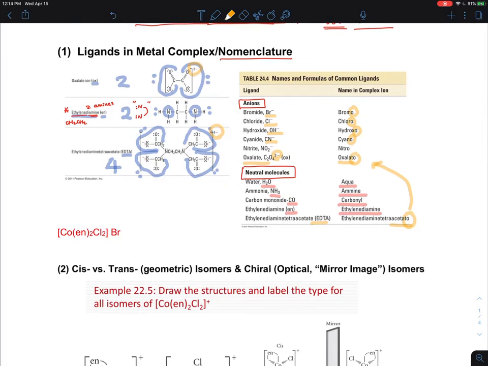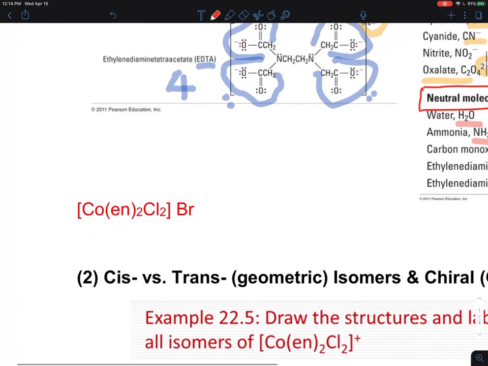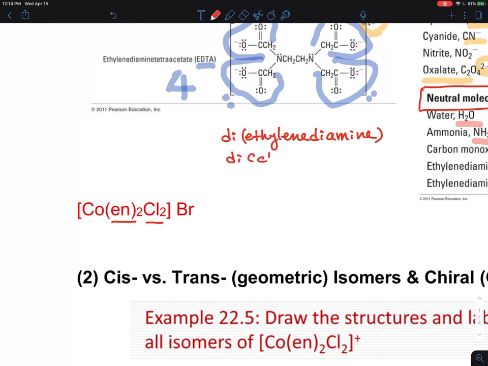And I am going to solve this problem once more, the nomenclature. So let's do this one. This is a compound that you see: cobalt with an en, which means ethylenediamine, and the chloro. So you can start to see, okay. Then I am going to say that means a diethylenediamine. So that's the one component. And then the second component is dichloro. Okay, so I'm done with those two.